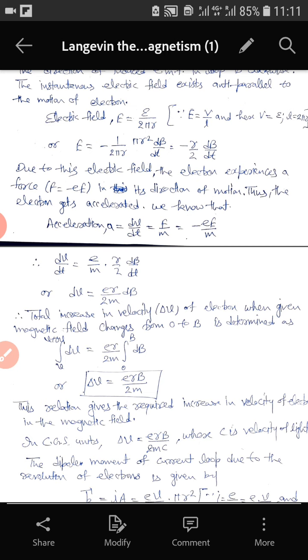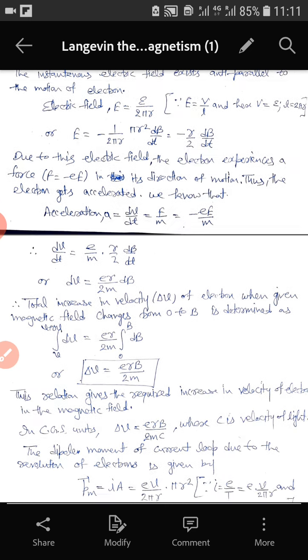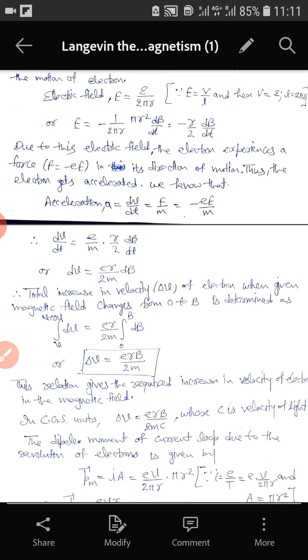And magnetic field initially, because when there was no magnetic field, that is zero magnetic field, at that time velocity is V, and it is changing, and maximum we have considered it is B. So within this limit when we solve this, we'll get the change in velocity, delta V, which will be ERB by 2m.